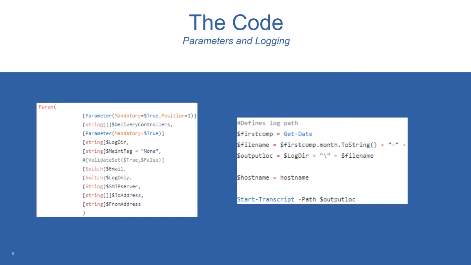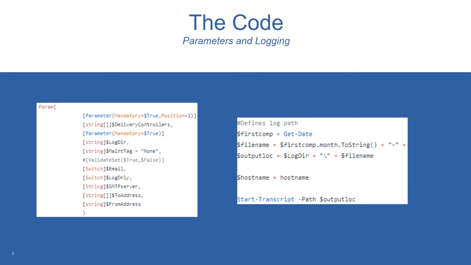If you use the log only parameter, it won't do anything. It will tell you that it's going to reboot something, but it won't actually do it. So you can see it in the log only mode, which is a nice feature. And then you have your email parameters here for your SMTP server, your to addresses, and your from address.